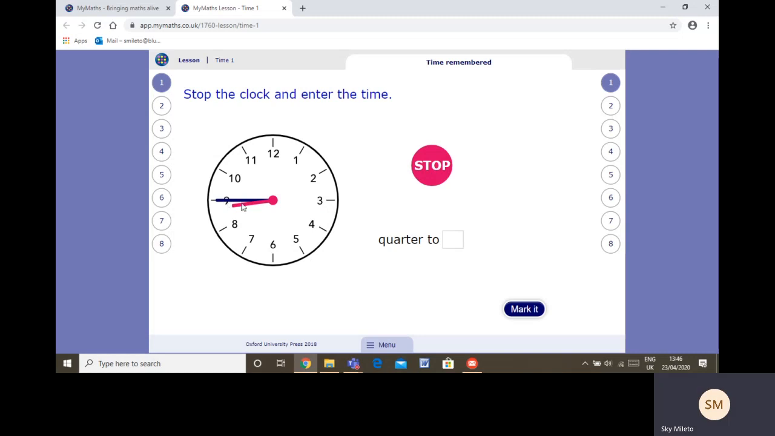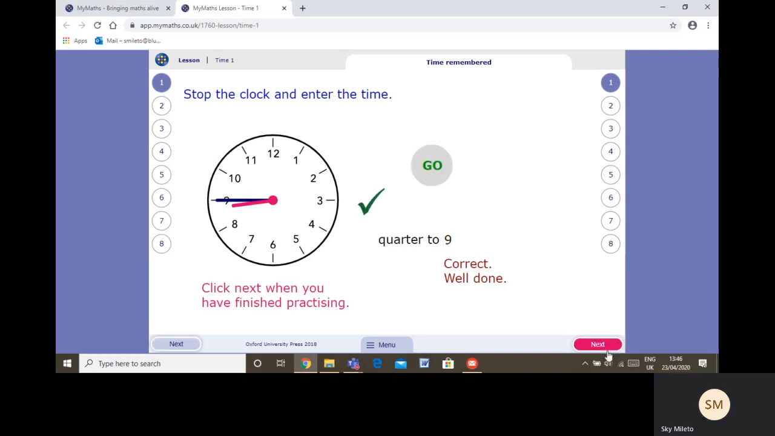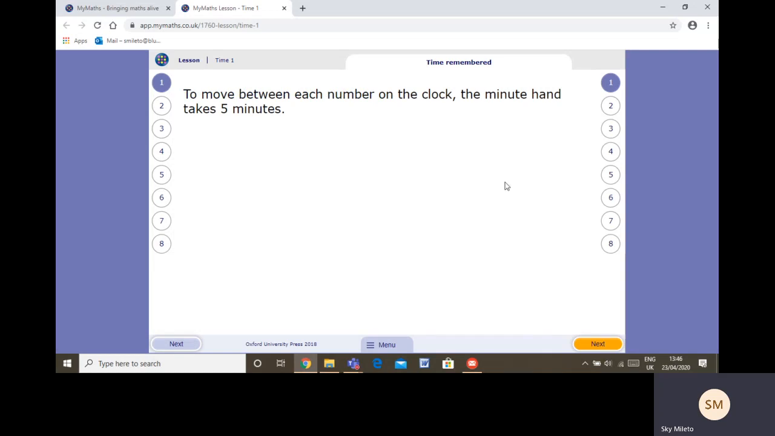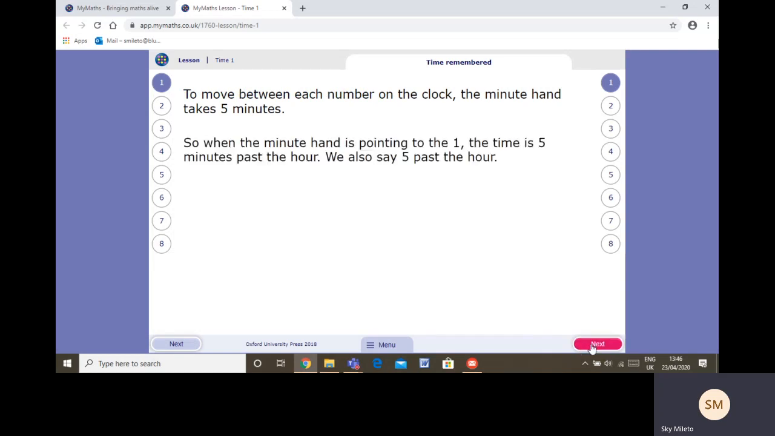So at the 9, it's quarter to the hour. So this is quarter to 9. So each number is 5 minutes in between each number. So when the minute hand points to the 1, the time's 5 minutes past the hour.